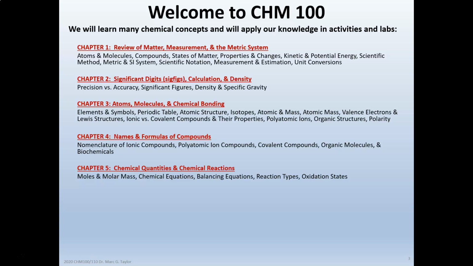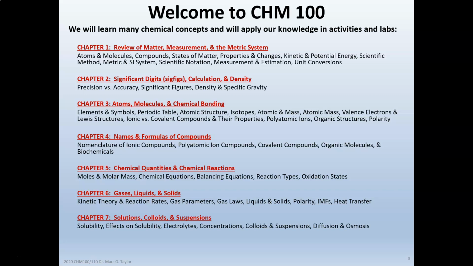We'll talk about the 6 major categories of chemical reactions and how to recognize those. Then we're going to talk about gases, liquids, and solids, the differences between them. We'll spend a bit of time on gases and the behavior and properties of gases. And then we'll talk about what holds liquids and solids together, the kinds of interactions called IMFs, intermolecular forces, and we'll talk about how heat is transferred.